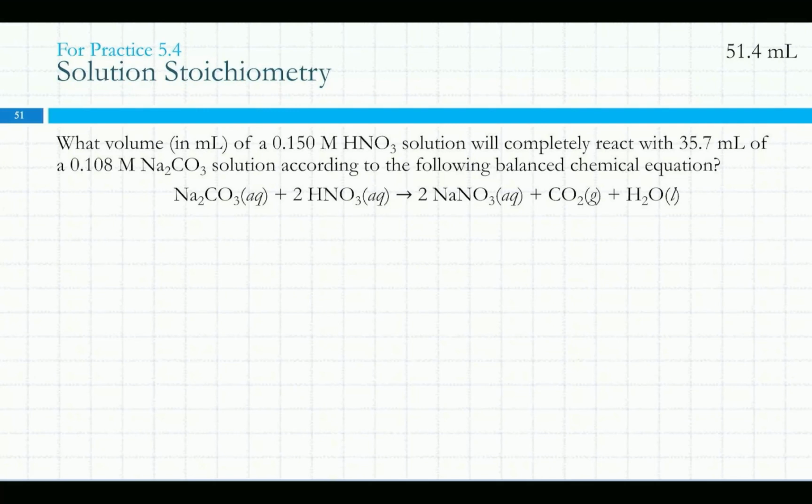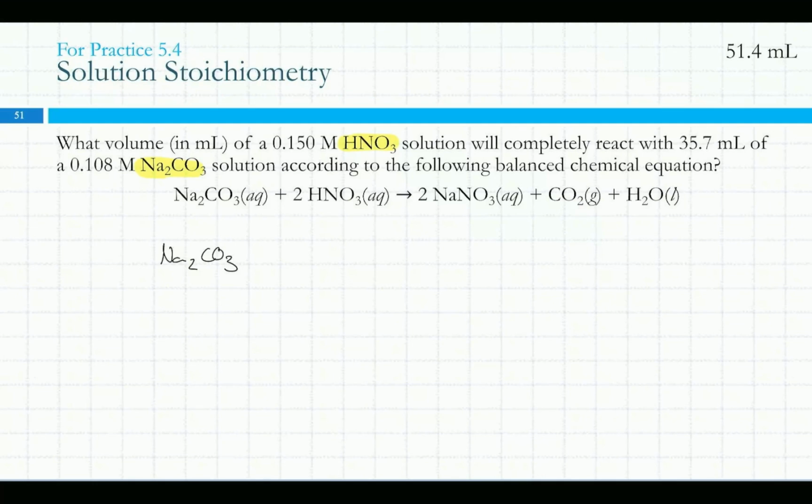Moles. So the first step in any stoichiometry problem is to find moles, unless you're given moles. So we need to find moles of either HNO3, nitric acid, or of sodium carbonate. Which one of those can we calculate moles for? Yeah, so we have molarity for nitric acid, but we can't calculate moles of nitric acid unless we have volume. So sodium carbonate, we've got milliliters and we've got molarity, I should say. So we're going to start with sodium carbonate.